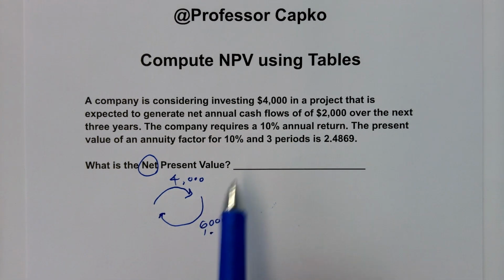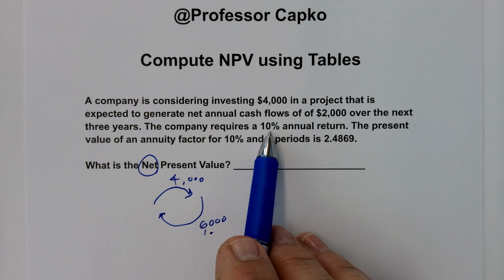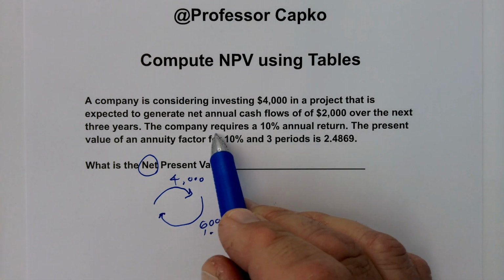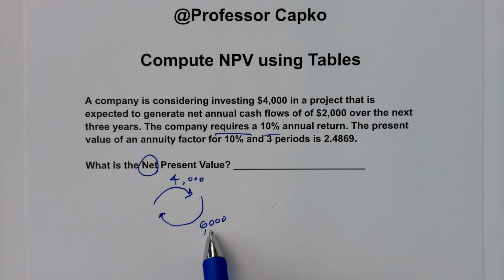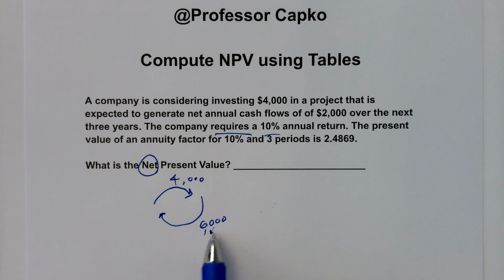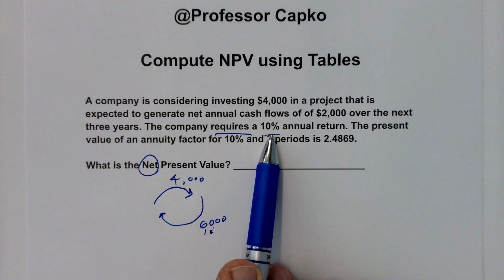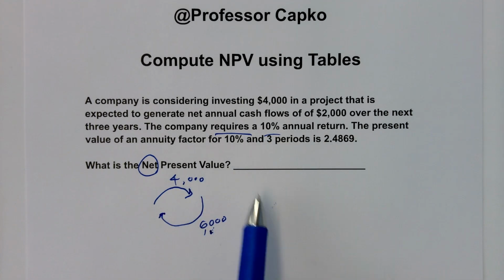But remember, the company wants to earn at least 10% on its money, right? The company requires a 10% annual return. So it's not enough to just get to the 6,000 because remember, we'd have to subtract out the 4,000 that we invested because that 6,000 is including the 4,000. So that means we've only got a net $2,000. That 2,000 is earning 10% interest, essentially, is what we're saying, of the $4,000 investment.